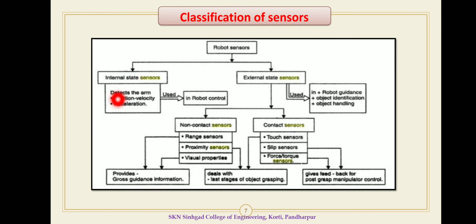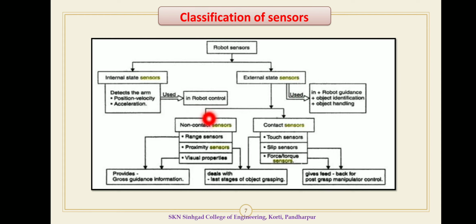So it detects the arm position, velocity and acceleration in the robot control. And external sensor or external state sensor is used for guidance, object identification or object handling. So in that internal state sensor, there are different types of internal state sensor like tachometer, optical encoder and accelerometer. And external state sensors are again divided into two groups.